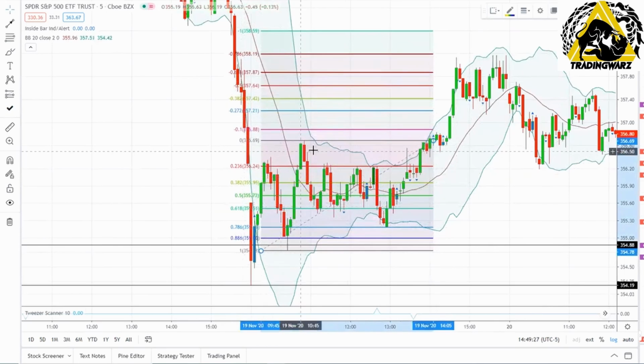Boom. Look at that. Tag the 618, bounce. Tag the 618, bounce. Tag the 618, bounce. And guess what? We're hitting the 236 each time. How many times could you have scalped this for money? And then the ultimate drop, where was it? The 786, tagged it to the penny, and then we retire.